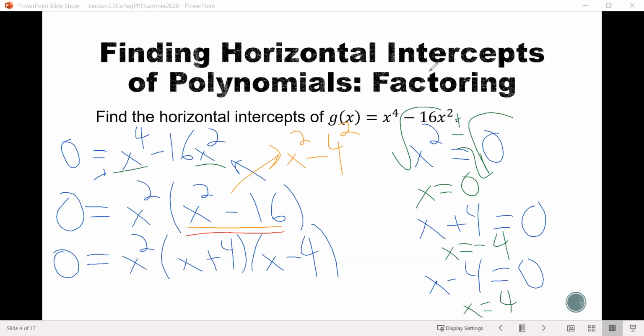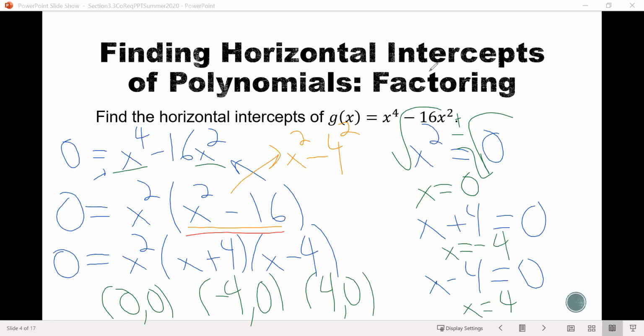From those, we'll write these as coordinate points. Our horizontal intercepts for this function would be (0, 0), (negative 4, 0), and (4, 0). Those would be our 3 horizontal intercepts on that one. So that's an example of using factoring.